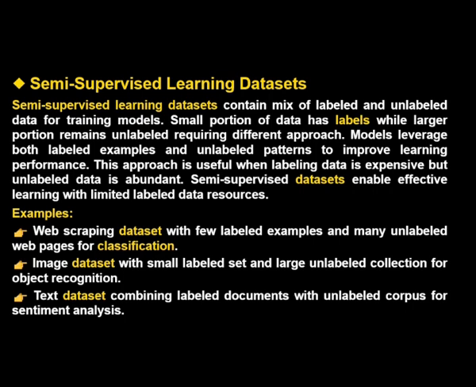The next one is semi-supervised machine learning datasets. Semi-supervised learning datasets contain a small amount of labeled data and a large amount of unlabeled data. This approach is useful when labeling is expensive but unlabeled data is abundant. The model learns from labeled data and improves its understanding using unlabeled data patterns also. This technique is widely used in image recognition, text classification, and web data analysis.